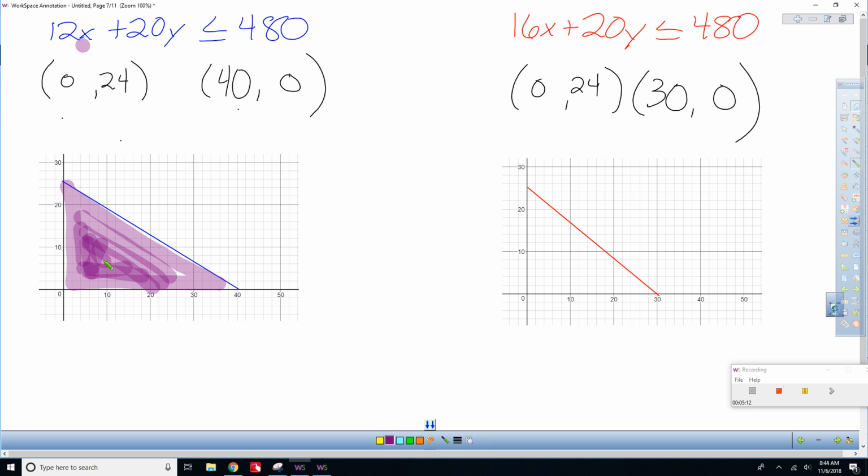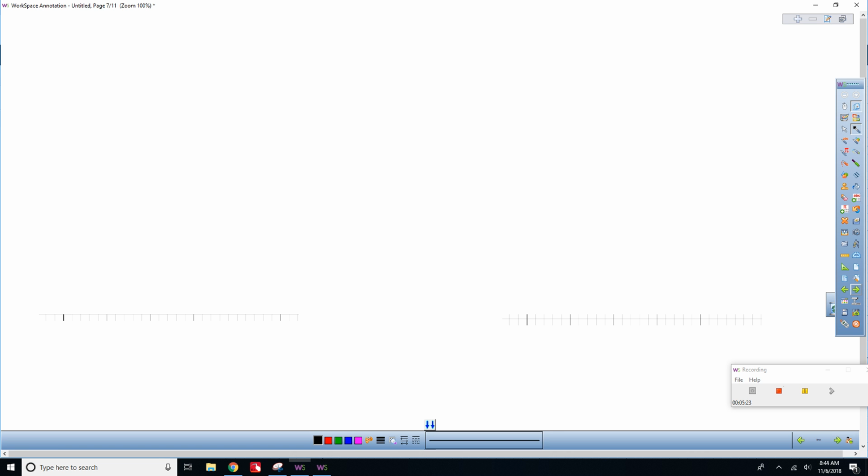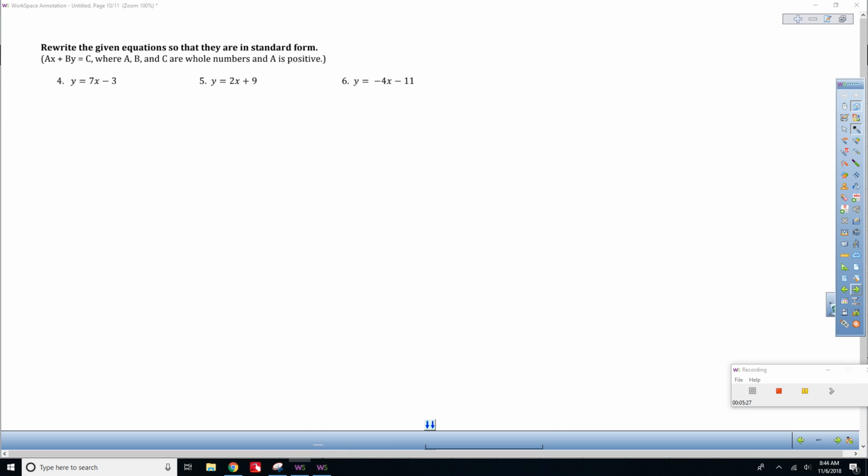And anything under this line will work for the pampering. And these are our regions of feasibility, our possible regions. These are where we can possibly take that many cats and dogs. Let's do a couple homework questions, and you guys will be on your way, okay?